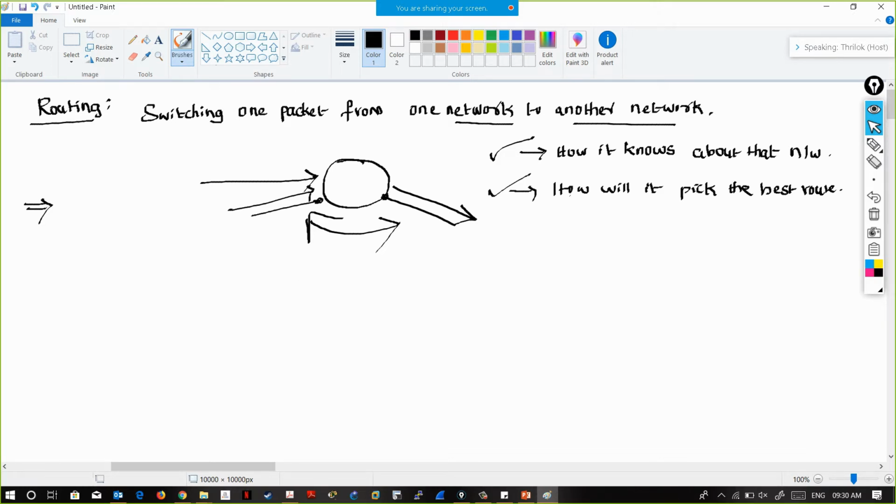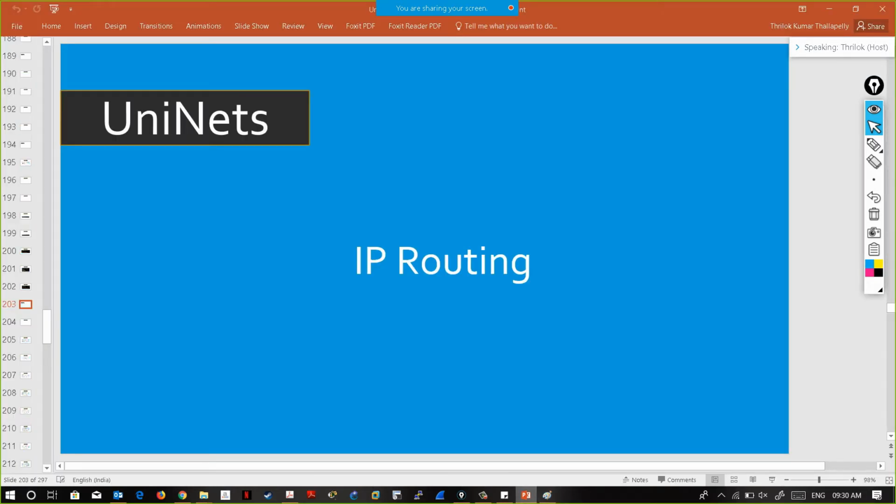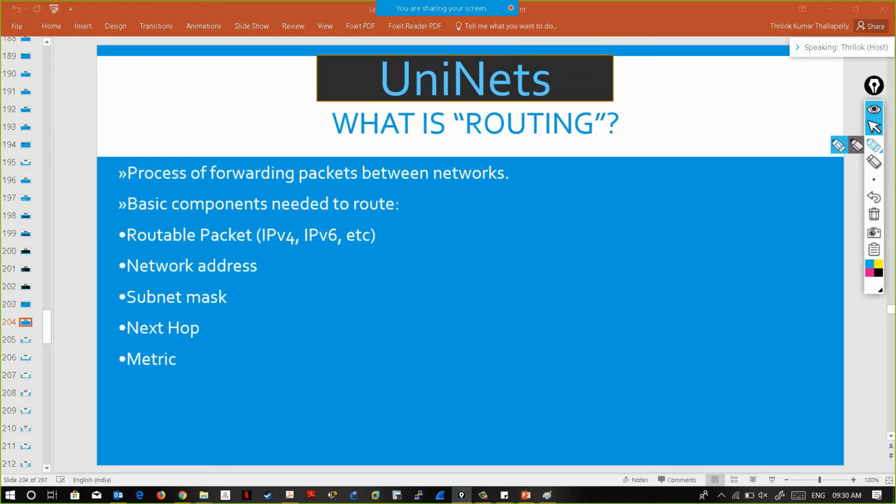So as a part of CCNA, we'll read these two topics majorly. IP routing. So what is routing? The process of forwarding packets between networks, right? The basic components needed to route.